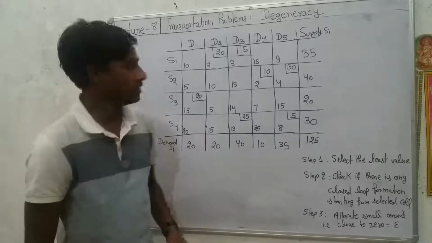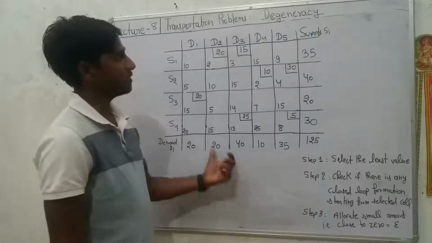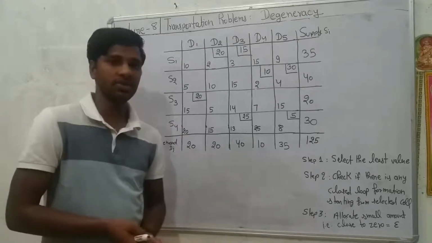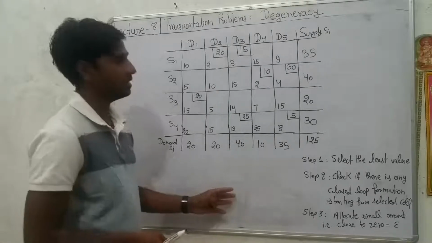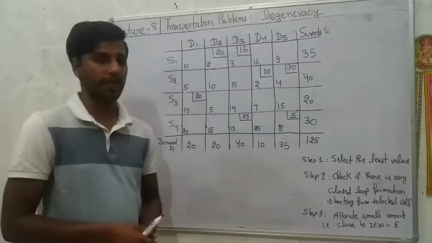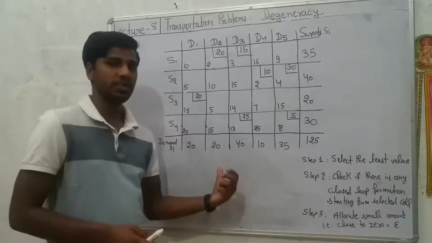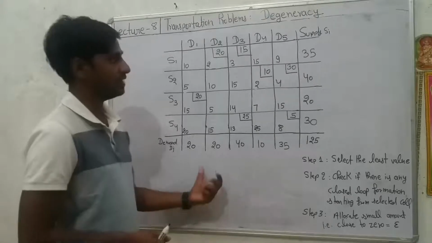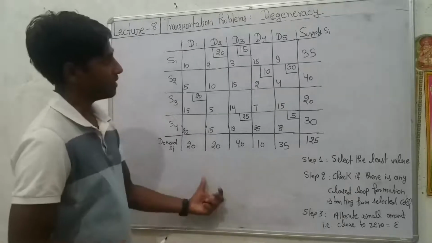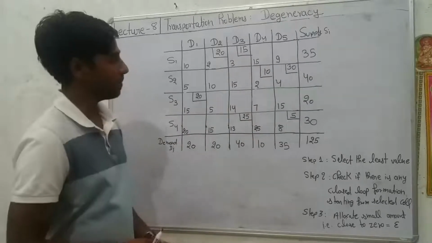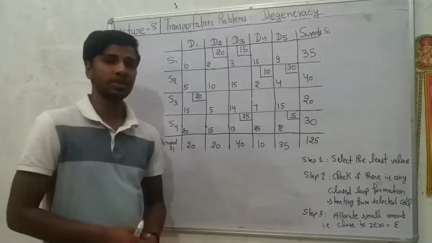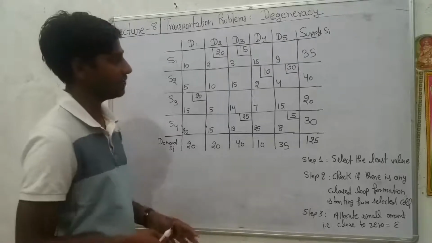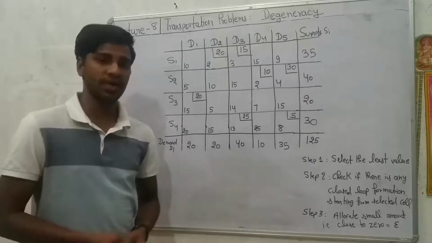So what is the problem or difficulty with the case of degeneracy? You remember, after calculating the initial feasible solution, we have to test the optimality of that feasible solution. For that purpose we need to apply the stepping stone method or modified distribution method. But both of these methods are inoperative in the condition of degeneracy. They cannot be applied if the initial feasible solution is degenerate, or the condition of m plus n minus 1 is violated.